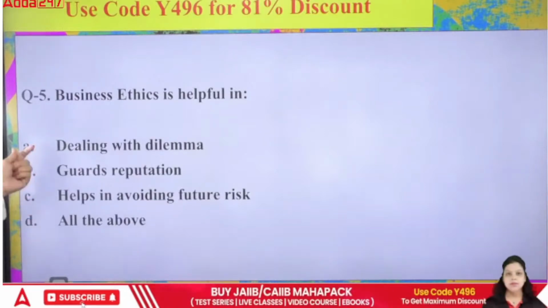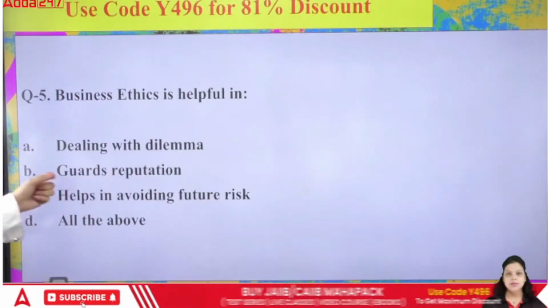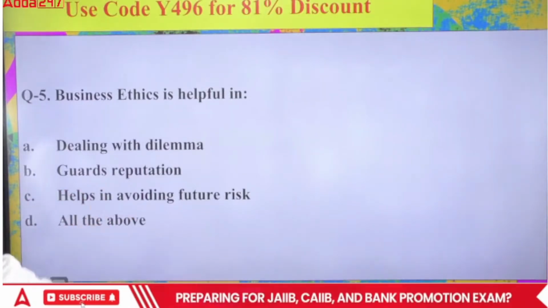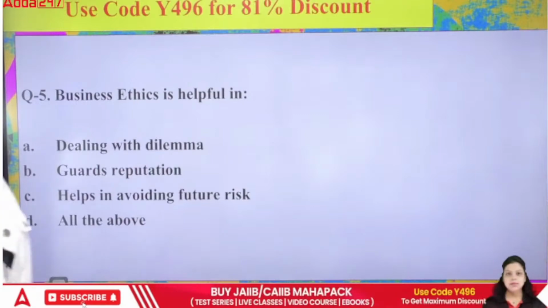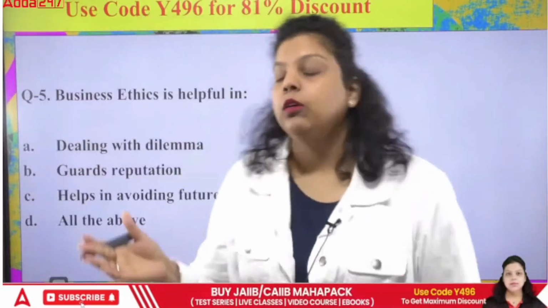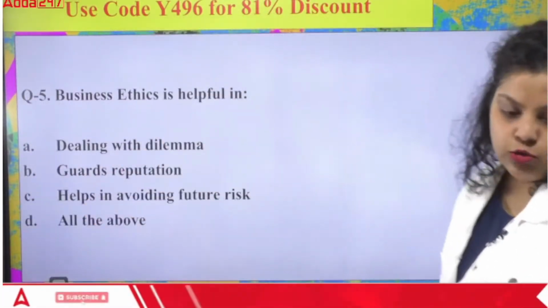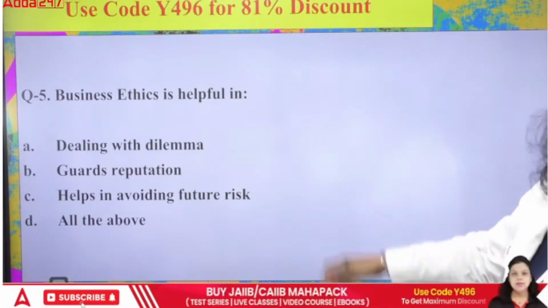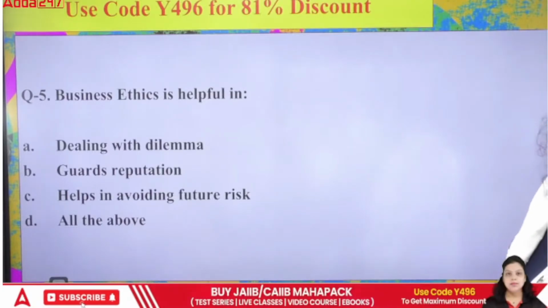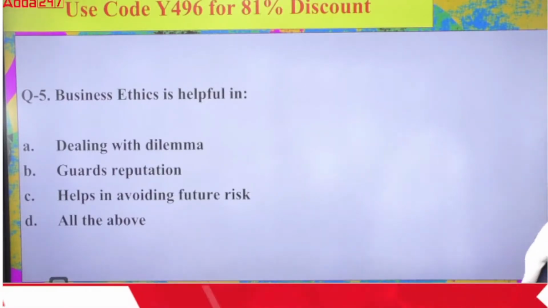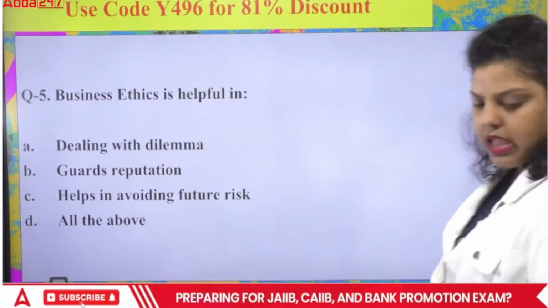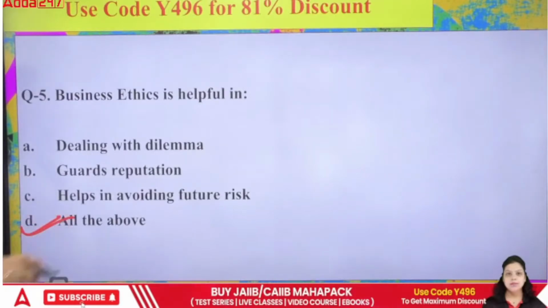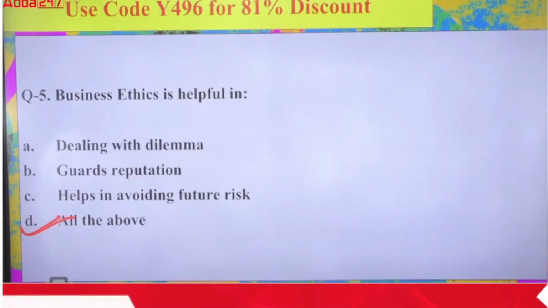So it is helpful in what? First, dealing with dilemma. Second, guards reputation. Third, helps in avoiding future risk. And fourth, all of the above. If an organization has business ethics, it will be helpful for which of the following? A, B, C or D? The right answer will be all of the above. In all of the above conditions, business ethics will be helpful for the organization.